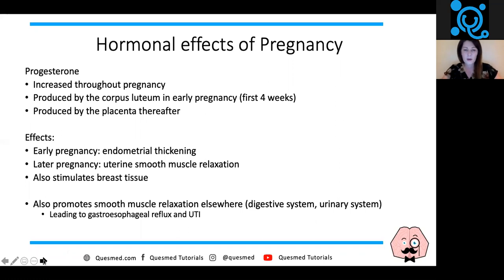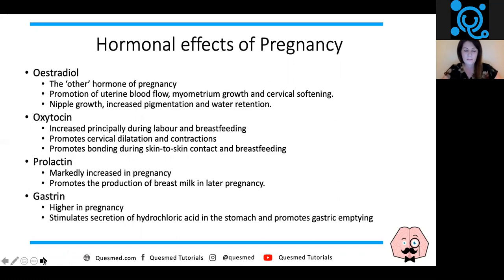Thinking about other hormones in pregnancy, we have estradiol, and that's the other hormone of pregnancy. It promotes uterine blood flow and myometrial growth, and it contributes to cervical softening. It also contributes to nipple growth and is responsible for the increased pigmentation and water retention seen in pregnancy. Oxytocin is increased principally during labour and breastfeeding. It promotes dilation of the cervix and also promotes contractions.